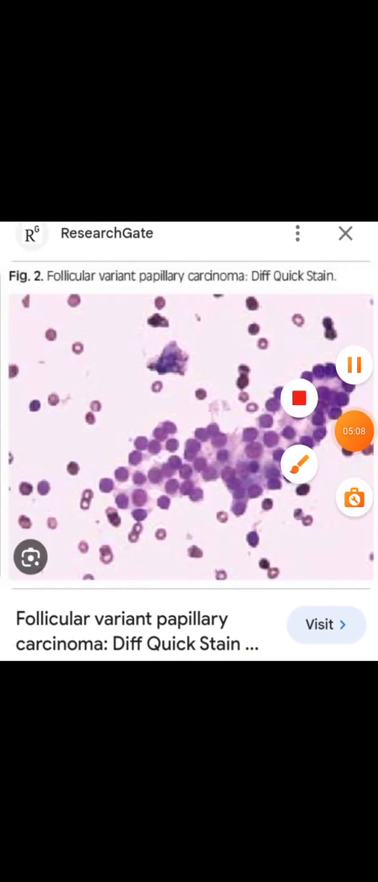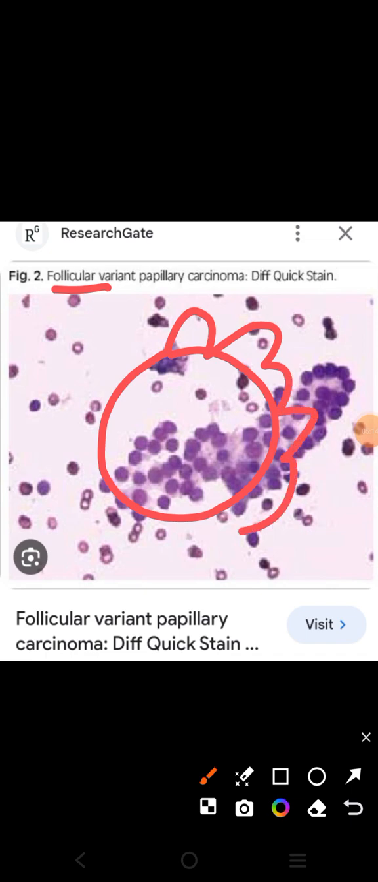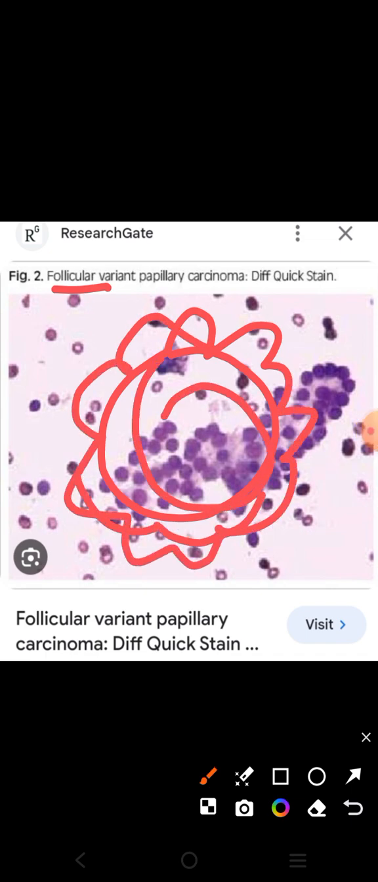Follicular variant of papillary carcinoma. Now, what is this? Follicular means that cells are arranged in the form of follicles. This is a follicle, and cells are arranged around it. But all of these cells have features of papillary carcinoma. What are the features of papillary carcinoma? I have explained them before, like intranuclear inclusions and ground glass appearance of the cells.